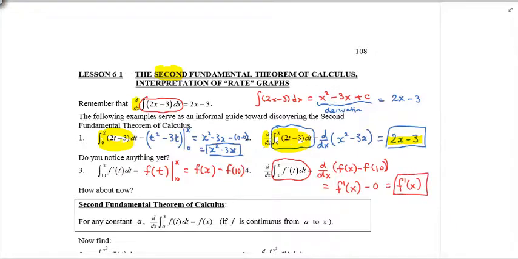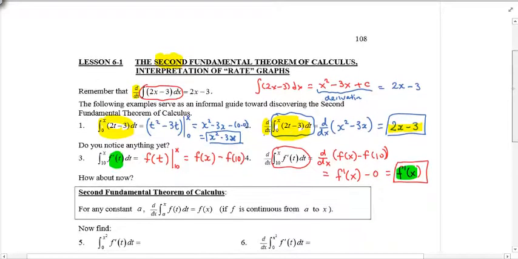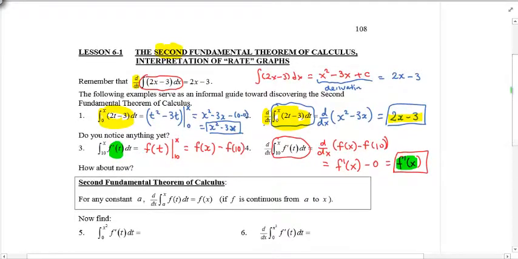Look, look, look. Started with f prime of t, taking the integral, and then taking the derivative of that, I get f prime of x. So can you see how taking the integral and then the derivative afterwards kind of gives you the exact same thing as what you started with, except now you replace the t with the x?